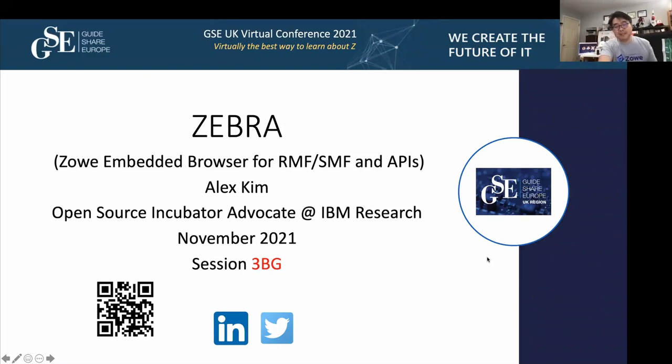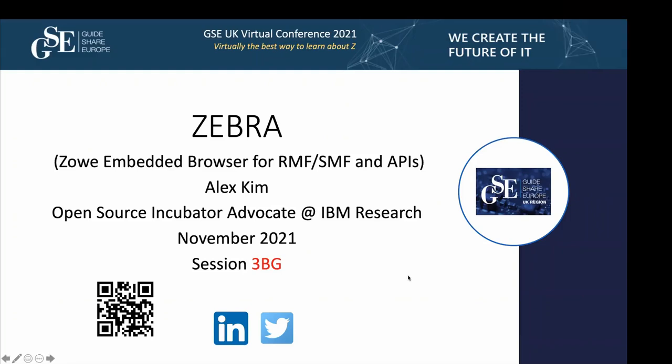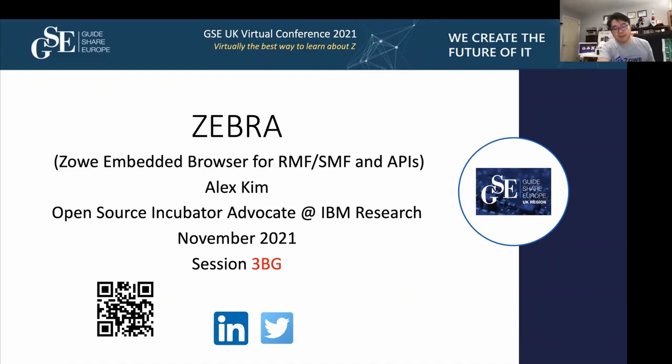Hi, everyone. My name is Alex Kim from IBM. I work for the IBM Research organization. We work with IBM research scientists and research engineers to help other enterprise clients with open source. A lot of innovation happens in open source. And I just joined IBM.